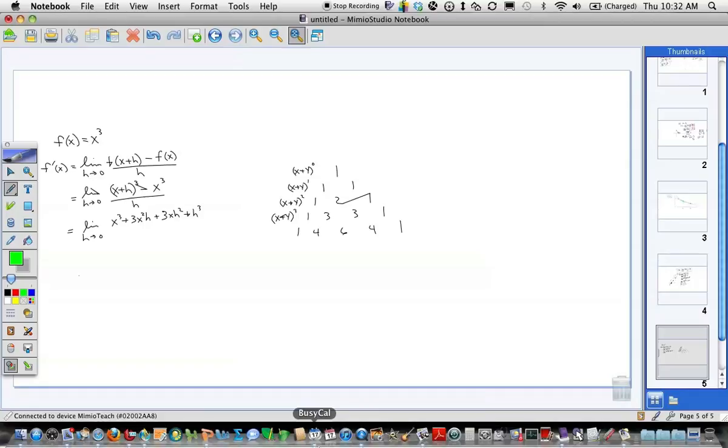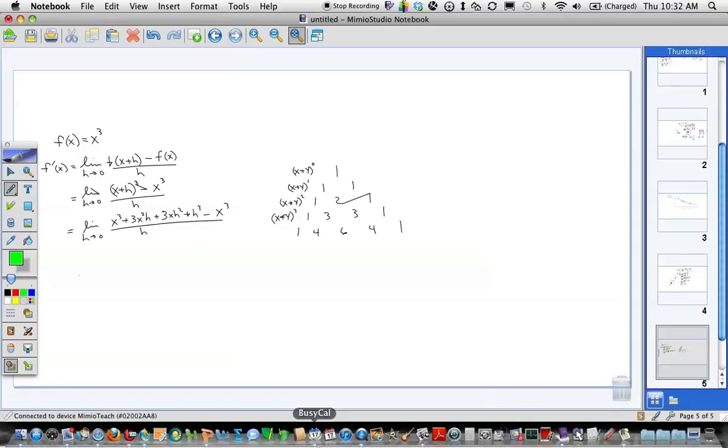It goes x cubed, x squared, x to the first, and then no x's, and the h's go in reverse. And that's a binomial expansion. So if you had to do x to the fourth, x to the fifth, x to the sixth, this would be nice to know. Okay? All right, and then minus x cubed, don't forget then the minus x cubed.